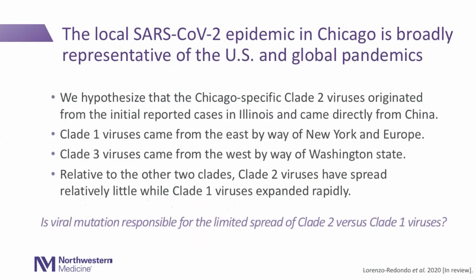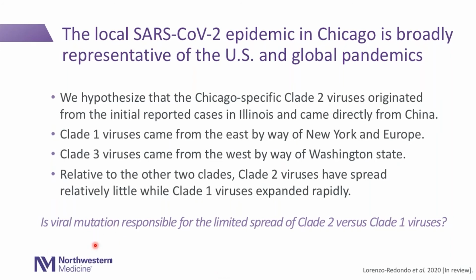So just to quickly sum up, we hypothesized that the Chicago-specific clade 2 viruses originated roughly around the time that the initial cases were being reported, and these were coming more directly from China. Clade 1 viruses came east by way of New York and Europe, and clade 3 viruses came from the west by way of Washington state. And relative to the other two clades, clade 2 viruses have spread relatively little, especially in comparison to clade 1 viruses. So the epidemic in Chicago, at least in mid-March, was broadly representative of the epidemic across the US and the global pandemic as a whole.